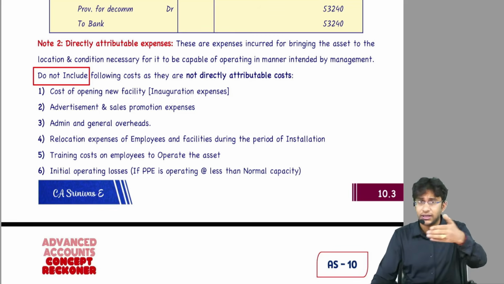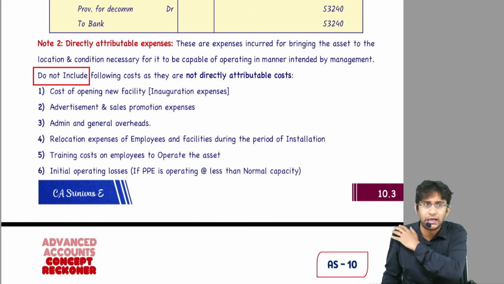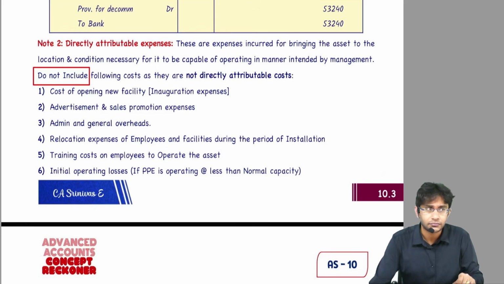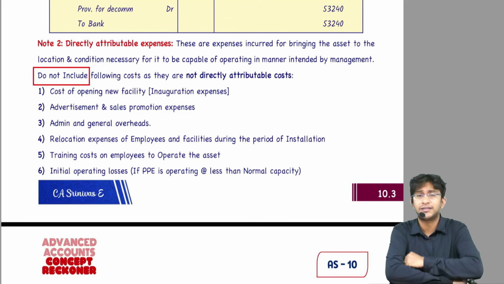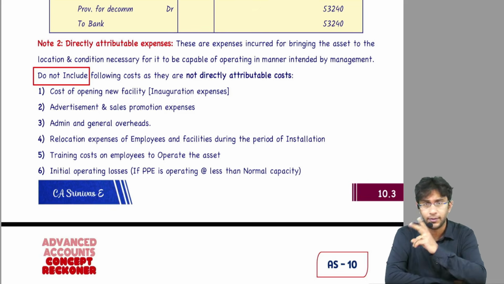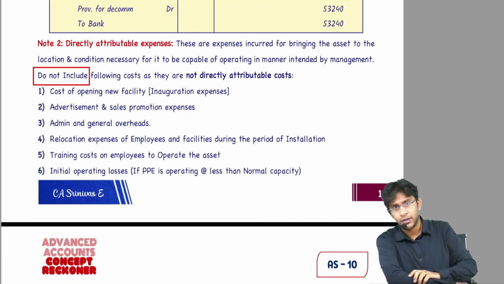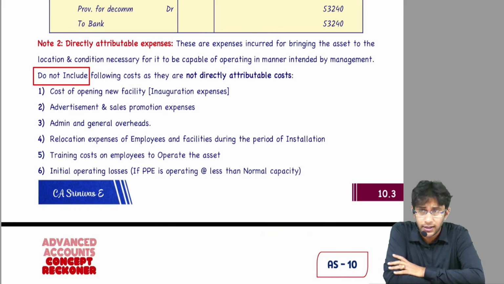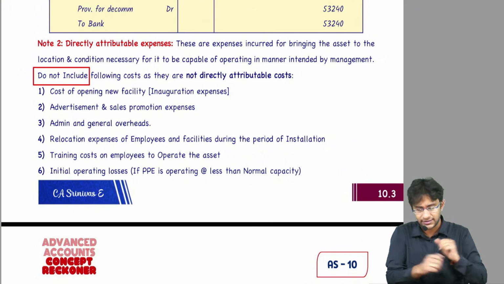For example, when IKEA was setting up their unit in Hyderabad, 6 months before, the entire city was full of IKEA hoardings. Just because you do heavy marketing, you're trying to catch the public attention, but does it mean that sales will happen because of the ad expenses you're incurring? Not likely. That's the reason heavy advertisement expenses cannot be capitalized. Number three, admin and general overheads: security guard, accountant salary, marketing fees, all these costs cannot be capitalized. They have got nothing to do with generation of revenue from your assets. So you cannot capitalize that.